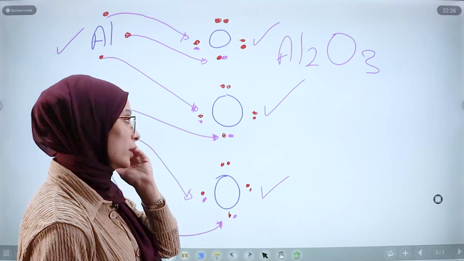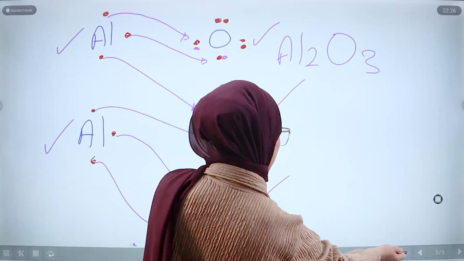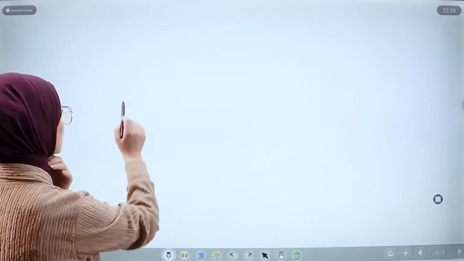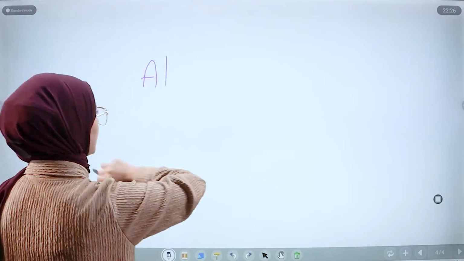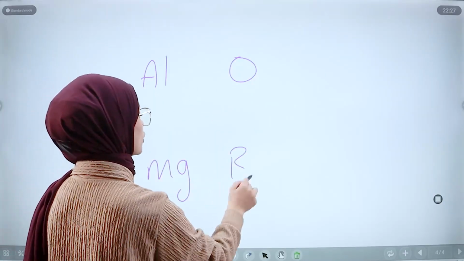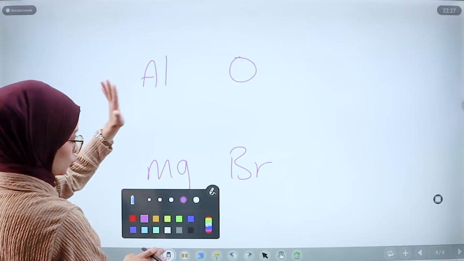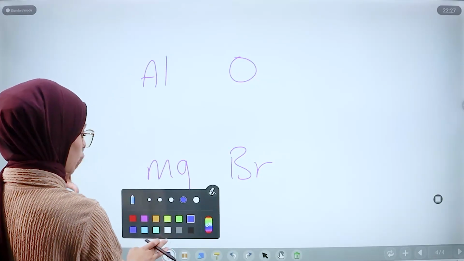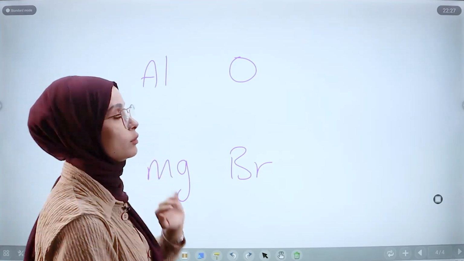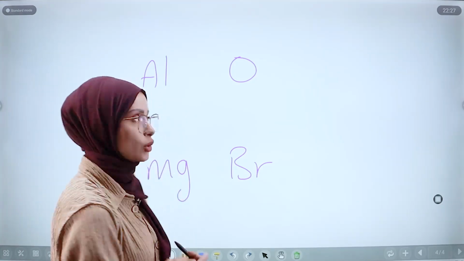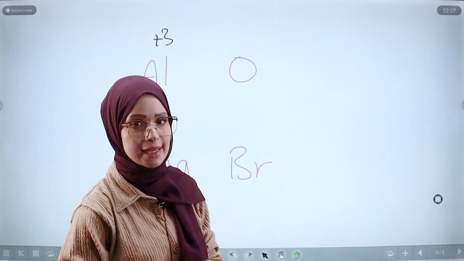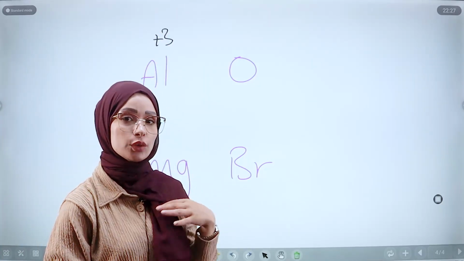Yes, there is a very easy way. See, if you have, for example, 2 elements like a metal and a non-metal, for example, the aluminum again and the oxygen, and I will write again my magnesium and my bromine. No need to draw what we were drawing before. You would say aluminum is in which group? 3, so it has a charge of positive 3. Oxygen is in what group? 6, so it has a charge of -2.